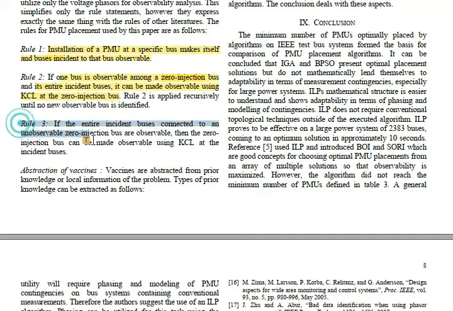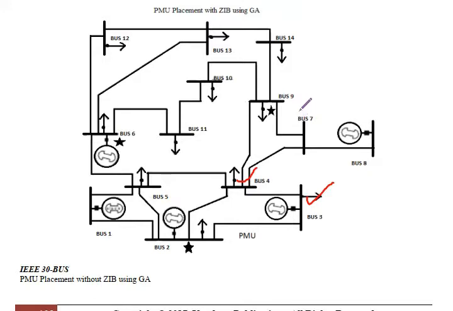This rule is saying that if all the buses incident to, or connected to, a certain zero injection bus are observable, then this zero injection bus can also be made observable, either by using KCL or KVL. So this is the zero injection bus, and the incident buses are the buses connected to it. These are bus number 9, bus number 4, and bus number 3. These are incident, and these are observable.